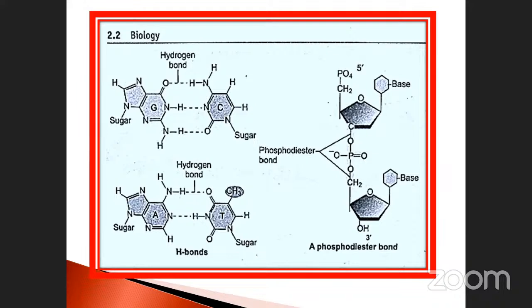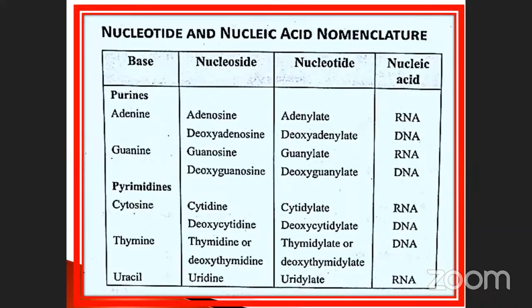Okay. Another one is the phosphodiester bond. One sugar molecule and another sugar molecule are bonded with the phosphate molecule. That's why it is called a phosphodiester bond. Here is one ester bond, and here also one ester bond. 2 ester bonds with 1 phosphate molecule connect the 2 sugar molecules. That's why it is named a phosphodiester bond. These are the nucleotide and nucleoside formations.